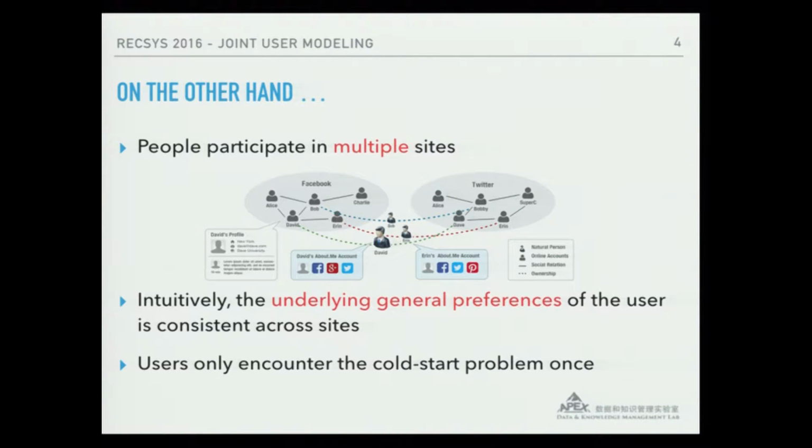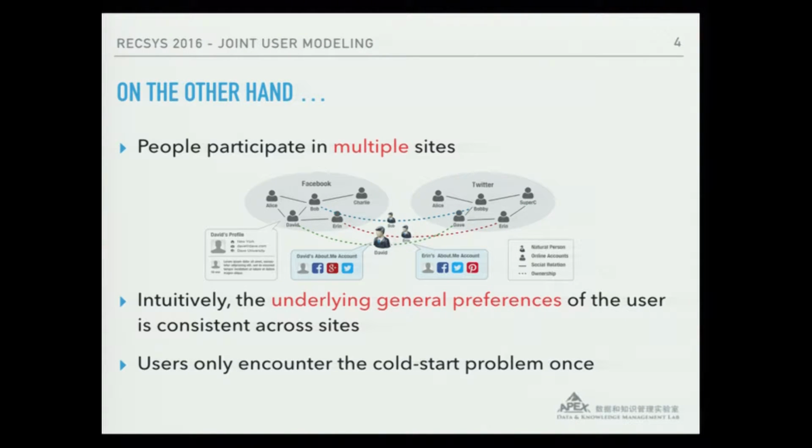So now let's jump out and have a look at the current situation of how people use the internet. Nowadays, people always participate in multiple sites for different needs. For example, we have Facebook for friendship, Twitter for microblogging, Pinterest for content discovery, and so on. Although users have different accounts in different sites, the underlying preference or personality should be consistent across these sites. If we can somehow put this information together, we can directly model the underlying general preferences of the user instead of only the preference for the given account.